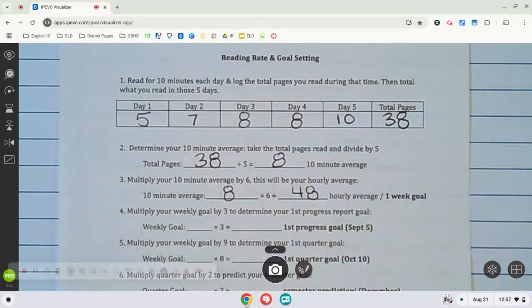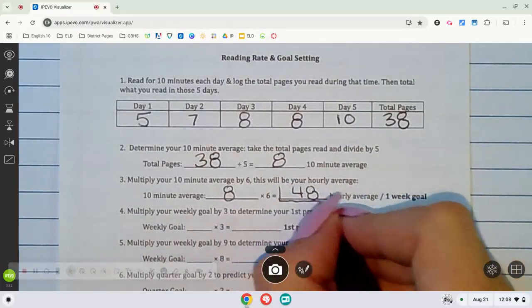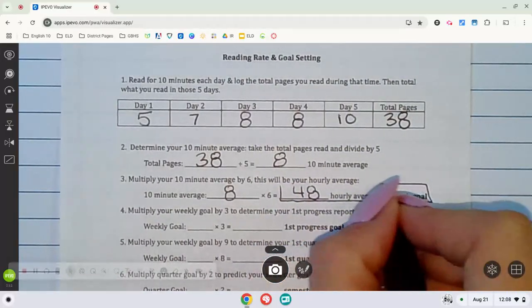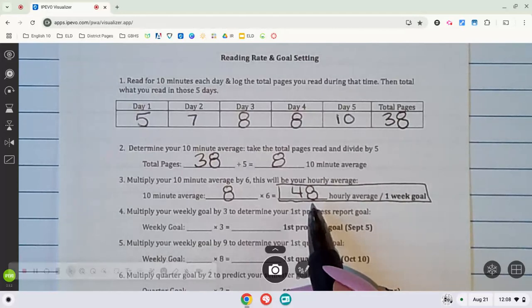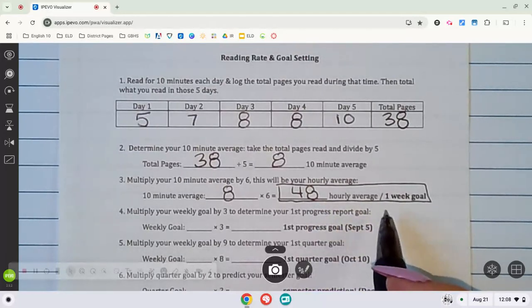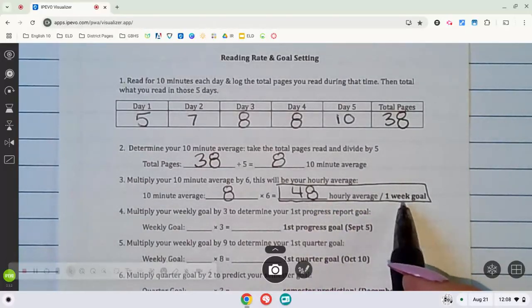Now, throughout the week, we are going to be reading for an hour. So this is our first goal that we want to be working toward. Put a box around it. You can highlight it if you want. So every week, I should be reading at minimum 48 pages, because I'm giving you an hour throughout the whole week.